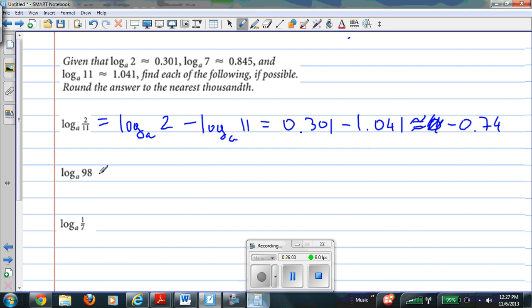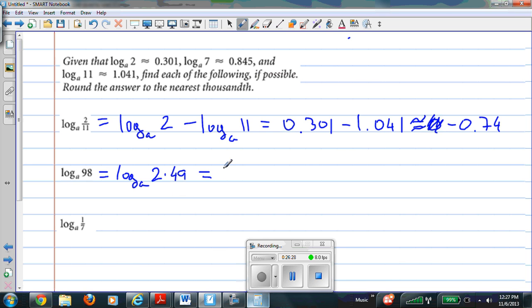Alright, and I can do all of them like that. This one is a little trickier. It's log base a of 98. Well, let's see. What do I know? I know log base a of 2. I know log base a of 7. So how about taking 2 out of that? It's log base a of 2 times 49, right? 2 times 49 is 98.